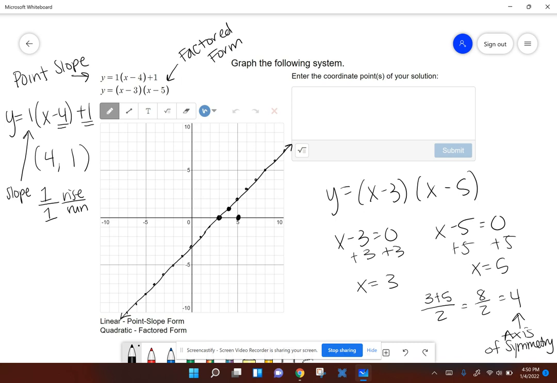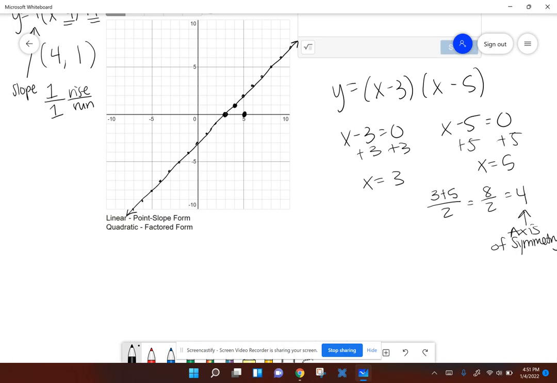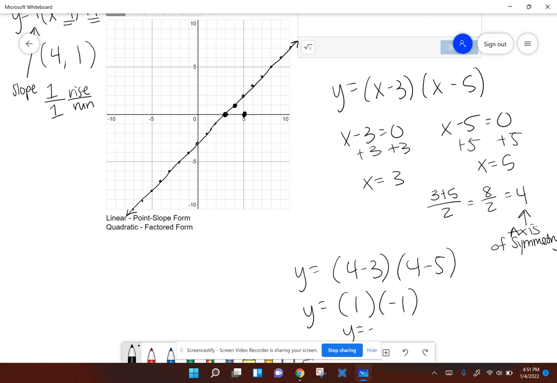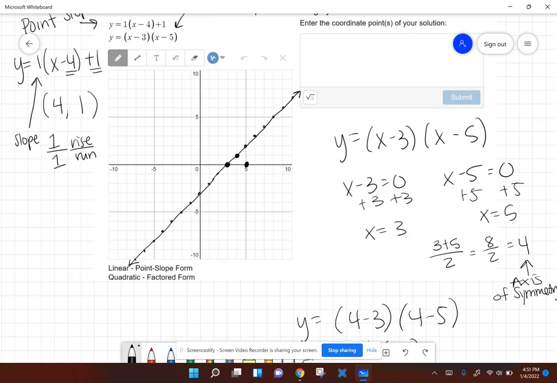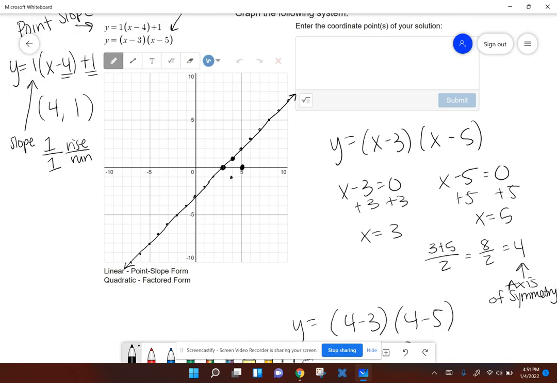So the last thing we can do is plug this 4 into the original equation to find the coordinate point. So 4 minus 3, 4 minus 5. 4 minus 3 is 1. 4 minus 5 is -1, and then we multiply these two numbers. 1 times -1 is -1. So that's the point 4, -1, so I can go ahead and plot that.